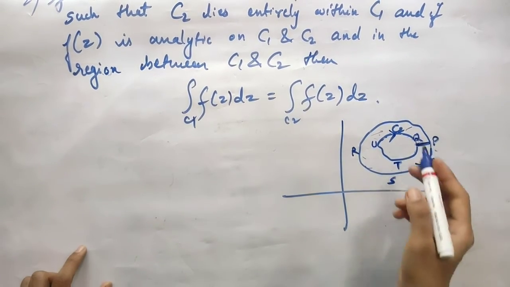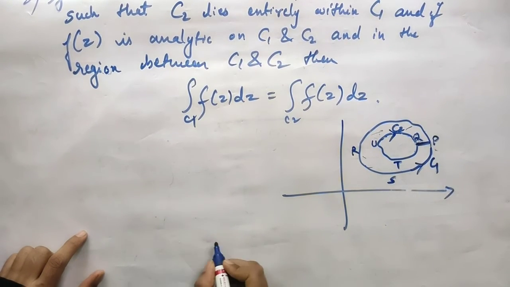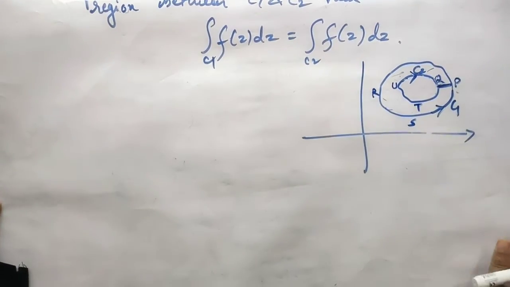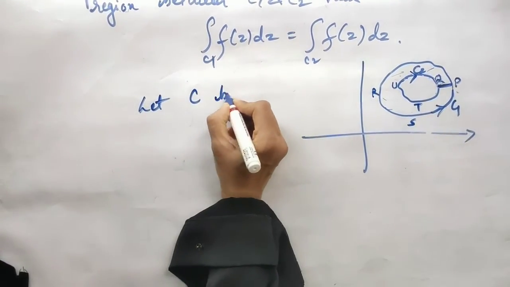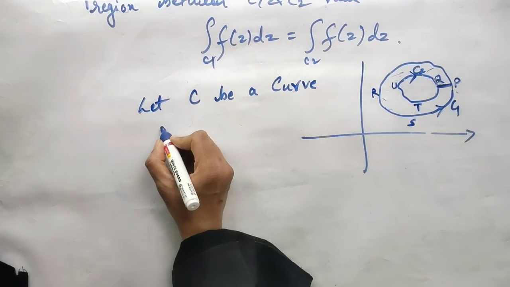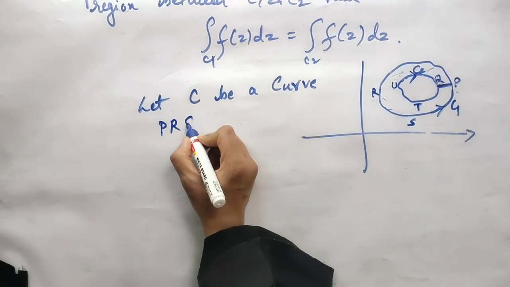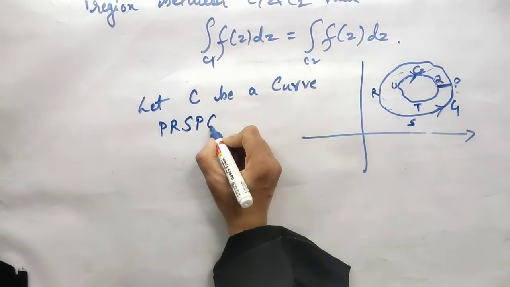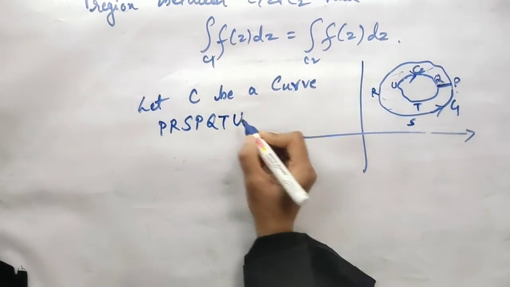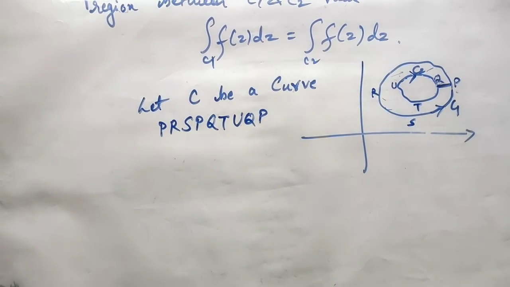Okay, so I have a closed curve here. How will I start my closed curve C? I'll start my closed curve C at P. Let C be made up of the paths like this: let C be a curve connecting P, R, then S, then again P to Q, PQ. Then I'll go to T, then U, then Q, then P.